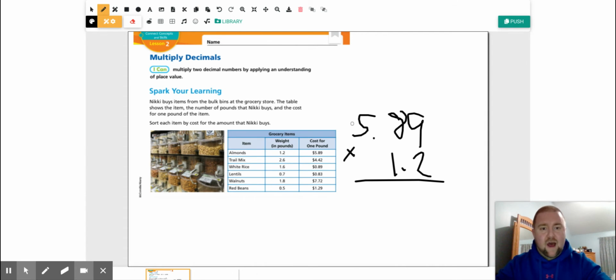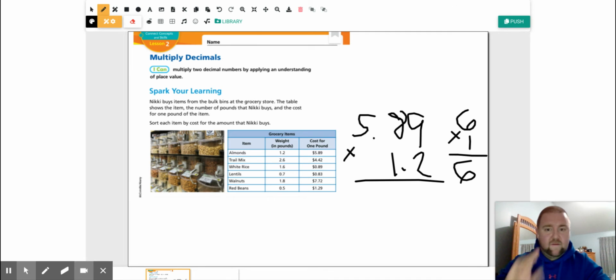So, okay, for 5 and 89 hundredths, if I'm rounding to the nearest whole, would be 6. And then 1 2/10 would round to 1. So 6 times 1. So my answer should be around 6. Now, it doesn't have to be exactly 6. It just has to be close to it. Okay, so that's the first step I like to do, is give me an estimate so I have an idea.